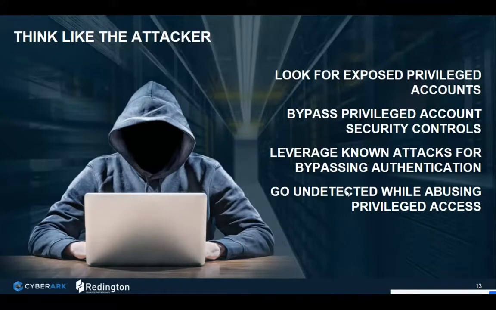So what are the things an attacker looks for? They look for the exposed privilege accounts. They look for the bypass. How can you bypass the privilege account security controls? They basically leverage known attacks like pass the hash, as I mentioned earlier, and golden ticket attack, in order to bypass the authentication. And of course, very importantly, they will be completely hidden during the activity. They try to hide themselves. They try to remove the evidence so that you will not be able to catch them. And of course, they will have the easy escape, right? So we need to think like an attacker in order to give you the proper security.